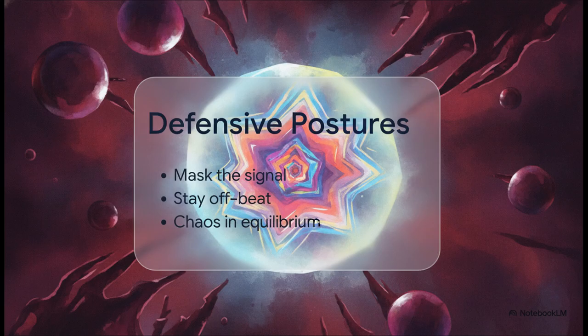The sources outline 3 distinct methods for this. 1, you can utilize stealth to mask your signal in its blind spots. 2, you can intentionally use offbeat rhythms to disrupt their predictable phase locks. Or 3, you maintain a chaos in equilibrium, where your bubble stays in a constant state of healthy transition that a rigid system just cannot clamp onto.